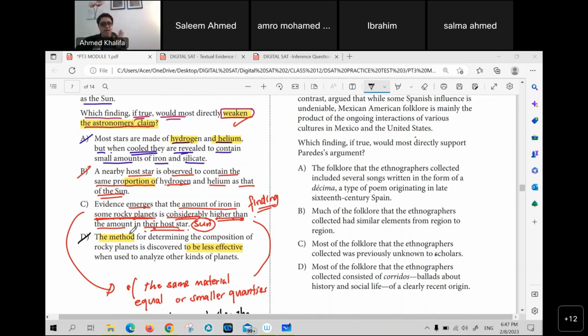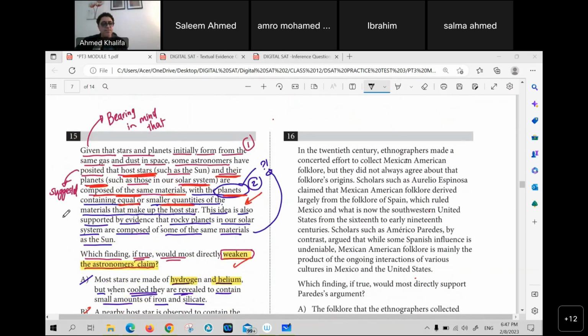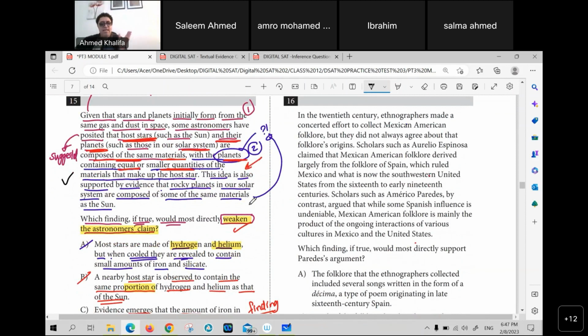Salim, my dear, did I talk about any method here? Did I talk about any method? It's a finding, and if true, look at this one. The finding that we can... I said here that planets and stars are of the same gas and dust in space. Okay, they form with the same what? Gas and dust in space.